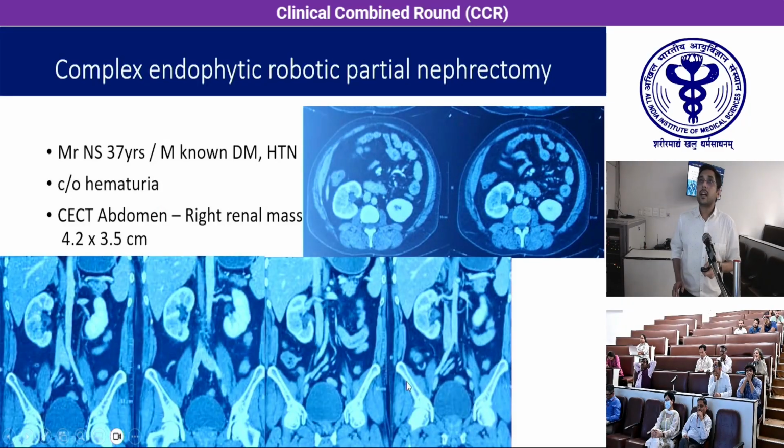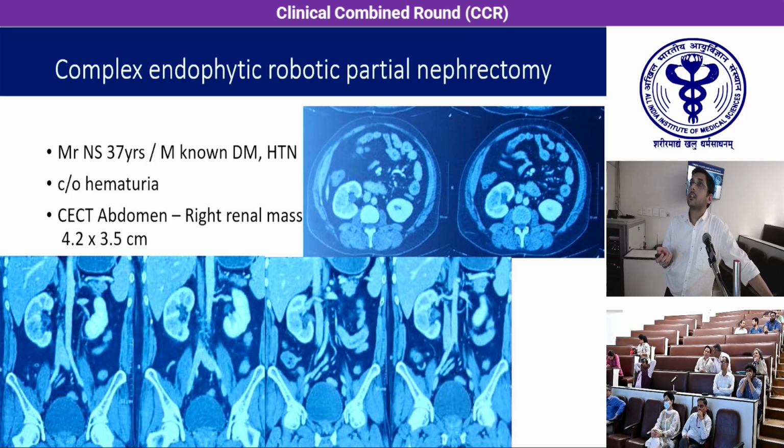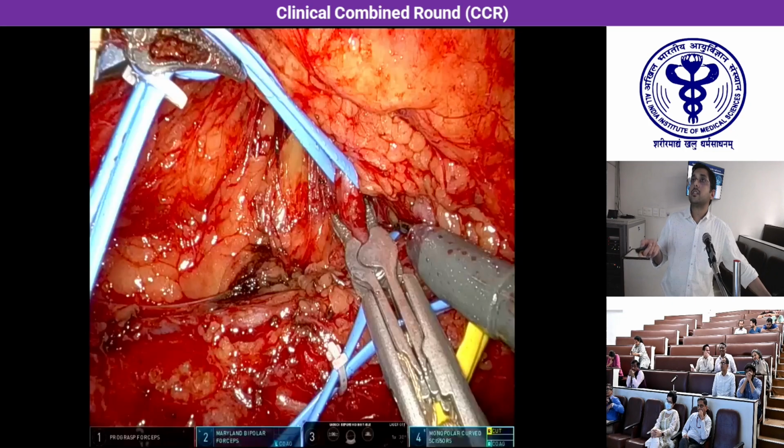And finally, this last case, Mr. N, a 37-year-old diabetic hypertensive male who presented with hematuria. On evaluation of the CT, it was a completely endophytic renal mass. This is the mass. There is practically no exophytic component of this mass. He was referred to us from a corporate hospital because of the complexity of the surgery.